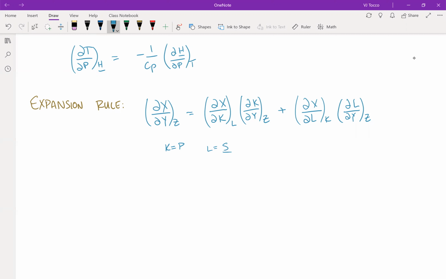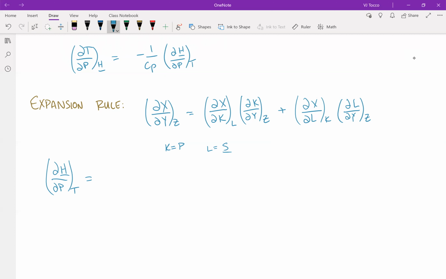All right, so I want to find what dH dP is. It's cumbersome to say H underbar every time, so anytime I'm saying H or S, assume it's always underbar, unless I say otherwise. dH dP at constant T, that's what we want to find out.